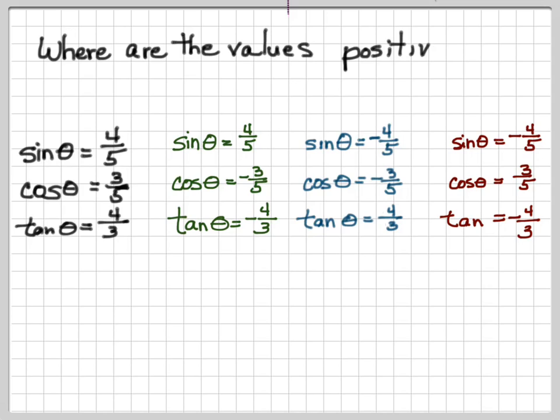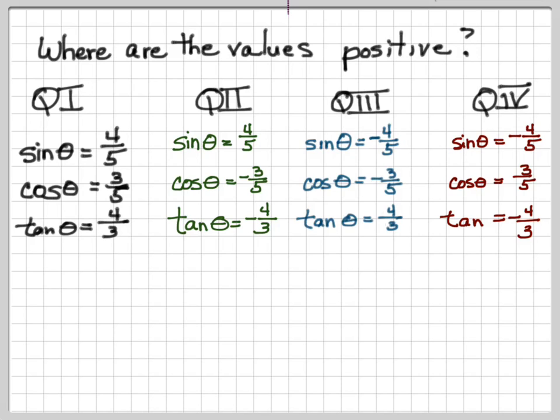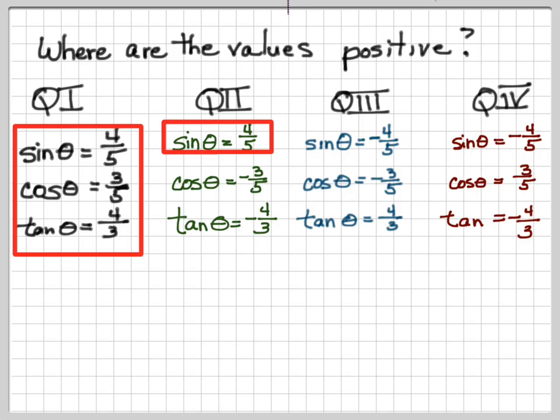So what we want to know is where are the values positive? And we have quadrant 1, quadrant 2, quadrant 3, and quadrant 4. Well, if you notice, in quadrant 1, everything is positive, sine, cosine, and tangent. In quadrant 2, the only thing that's positive is the sine. The cosine and tangent are negative. In quadrant 3, the only thing that's positive is the tangent. And in quadrant 4, the only thing that's positive is the cosine.